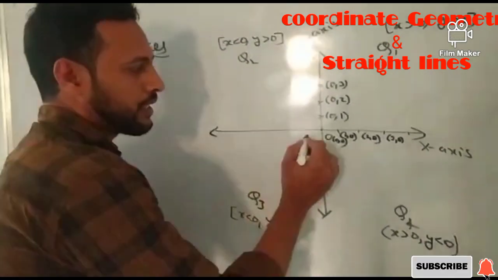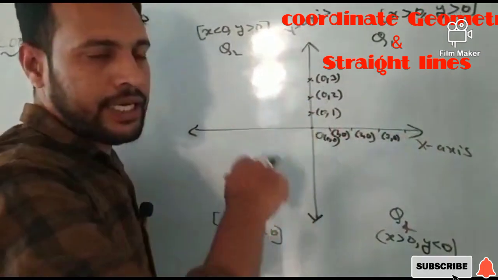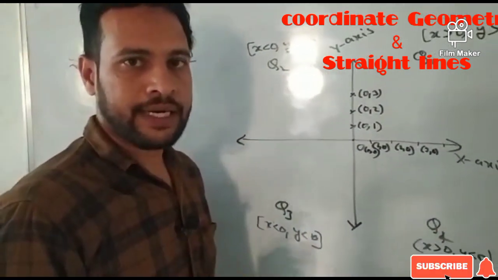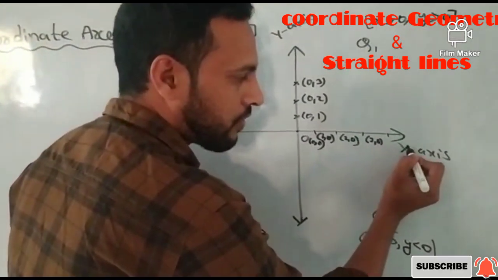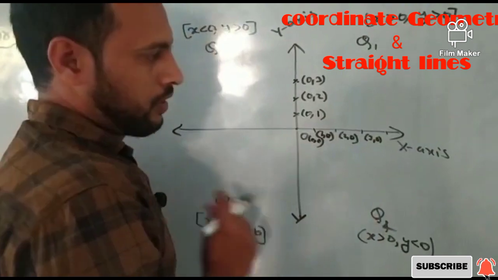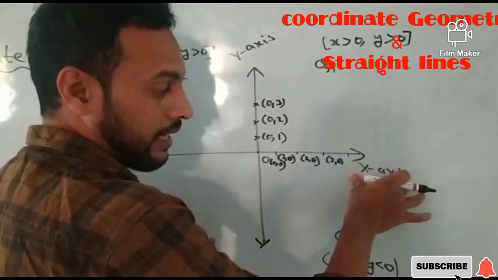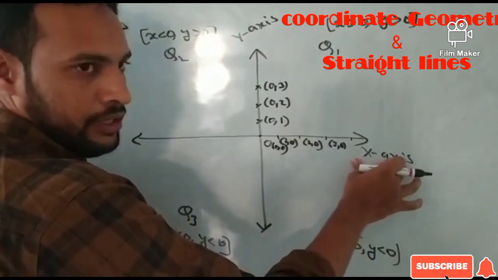Now we will discuss this axis, the horizontal line. This x-axis is a horizontal line. We know every line has an equation. So what is the equation of this particular x-axis? This is also a line, so this line also has an equation. So how do we find that equation?